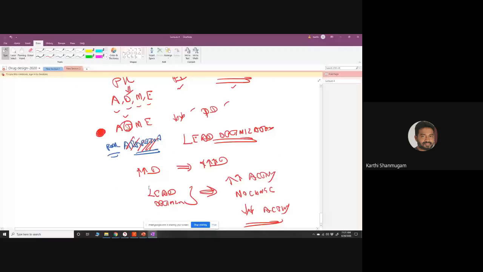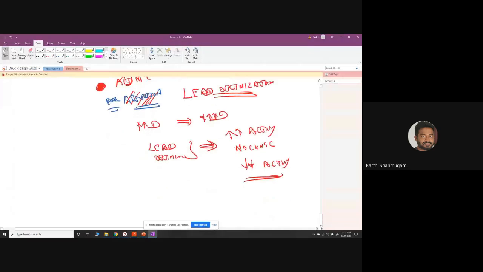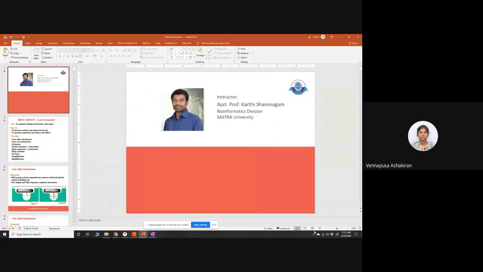So this lead optimization is not a trial and error method. We have some scientific protocol or procedure or steps. So that is well followed by the pharma company, by the medicinal chemist for optimizing the lead molecule. Okay, so I'm going to share a presentation. Is my presentation visible? Yes, sir. Okay, fine.